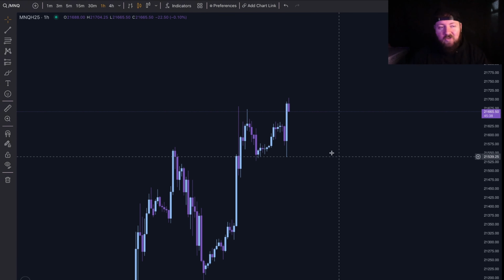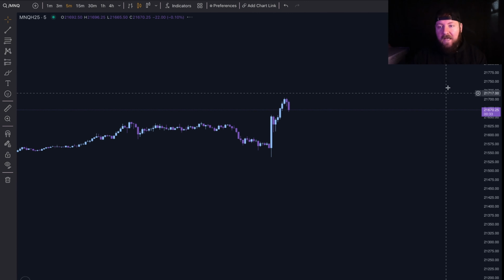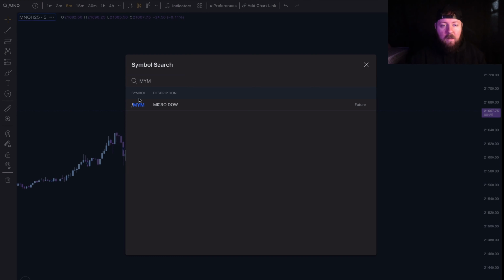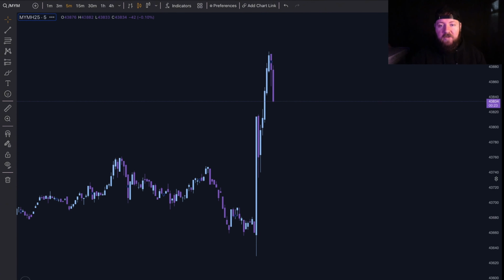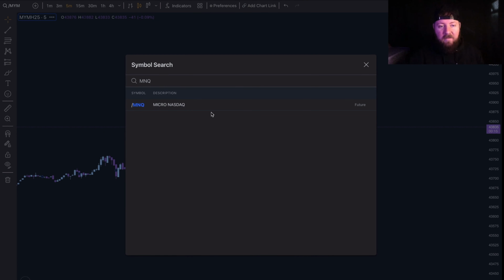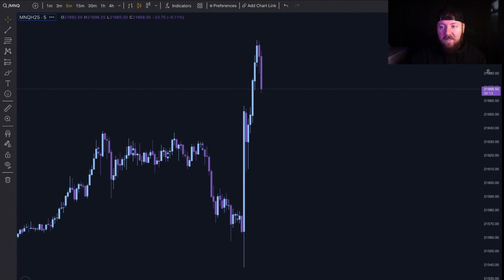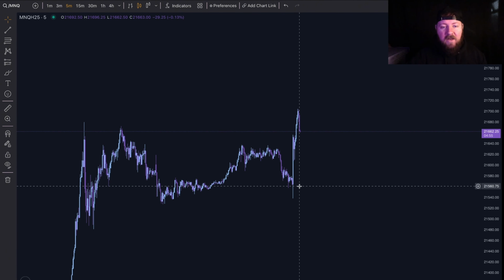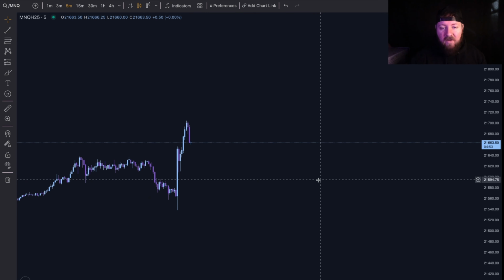So let's just get straight into these charts today. I'm on NAS100. I've looked at US30 and they're both pretty much looking the same, but I'm just going to stick to NAS. It is Monday. I'm not expecting a lot from price today. When it looks like this, there's really nothing going on trend wise.